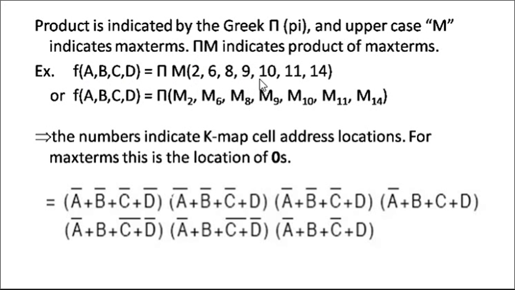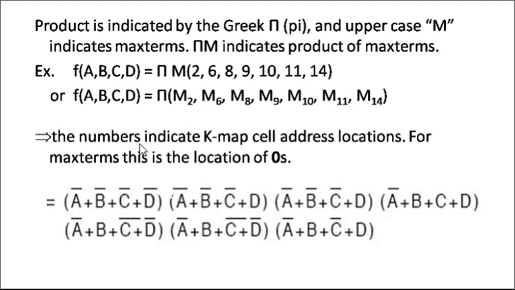We can represent one example as F(A,B,C,D) = pi M(2, 6, 8, 9, 10, 11, 14), and this we can represent in POS form by writing the capital M with the same numbers as suffix. The number indicates the K-map cell address location for the max term, in the location of zeros.